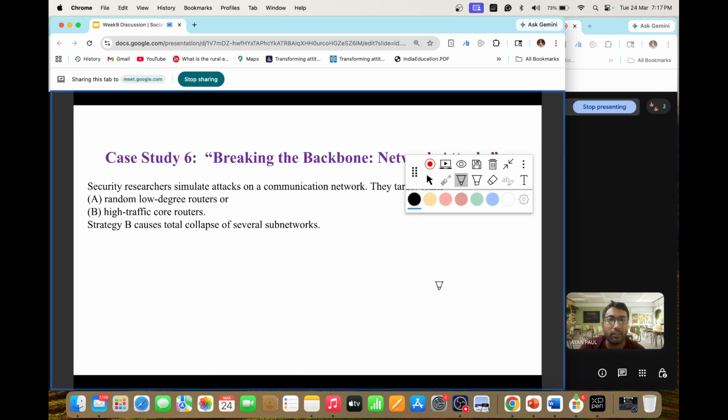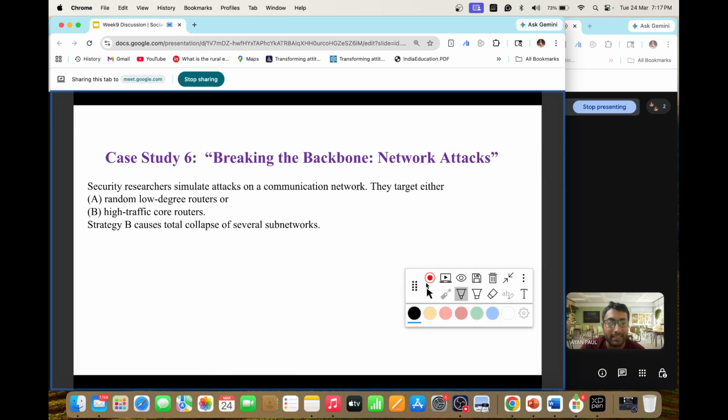So we are left with the next case, that is the last case, case number 6, breaking the backbone, that is network attack again. Third case was also network attack, where we have seen a cyber attack on the city. Now here again we have a network attack. Security researcher simulates attack on a communication network. They target either a random low degree router or high traffic core router. Strategy B, cause total collapse of the several sub networks.